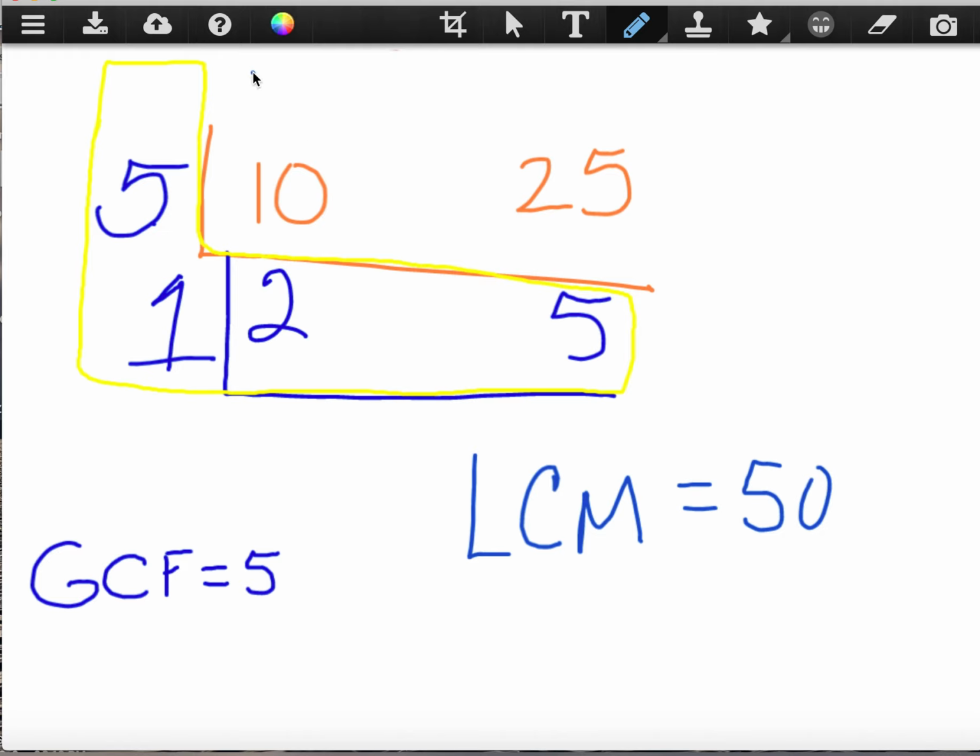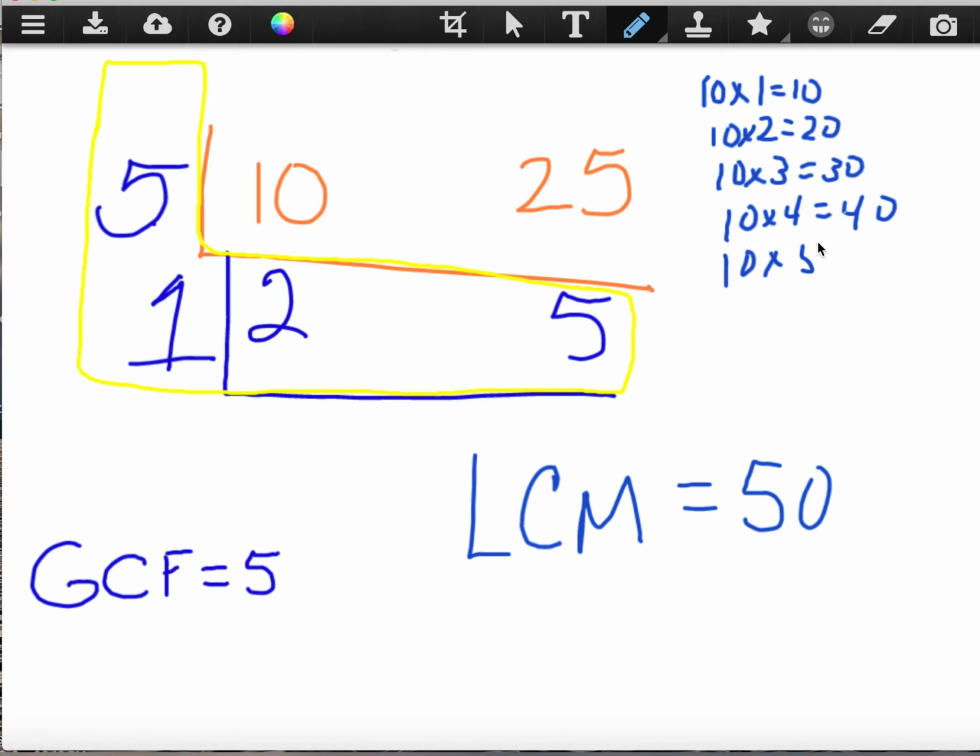Well, let's check it out. I'm going to do the long way here. 10 times 1 is 10. 10 times 2, 20. 10 times 3, 30. 10 times 4, 40. 10 times 5 is 50. Okay? So we're going to stop there, and I'm going to do the multiple. These are the multiples over here, guys. Remember the answer to the multiplication problem.